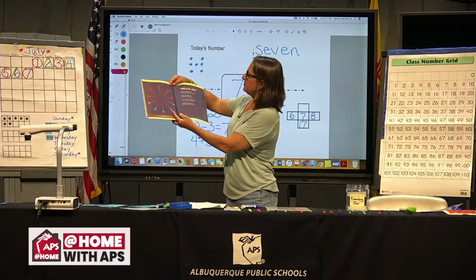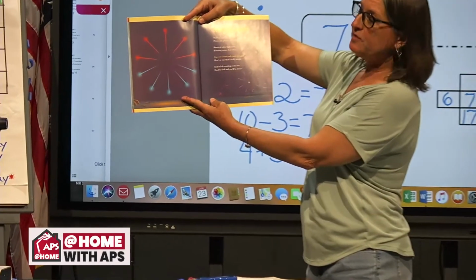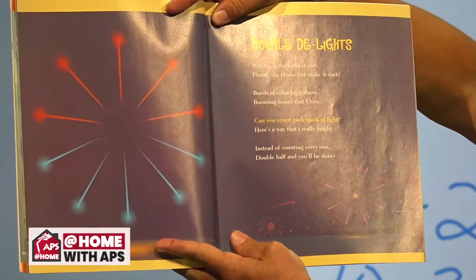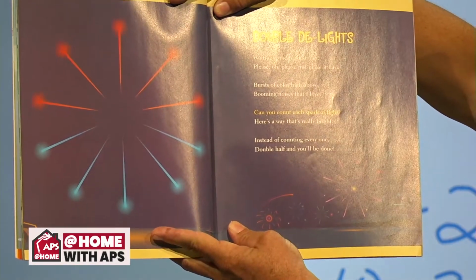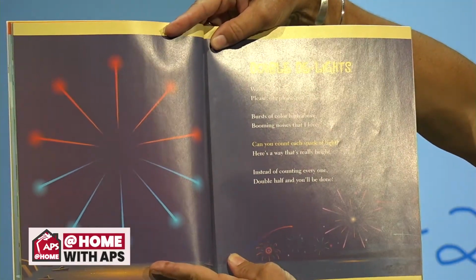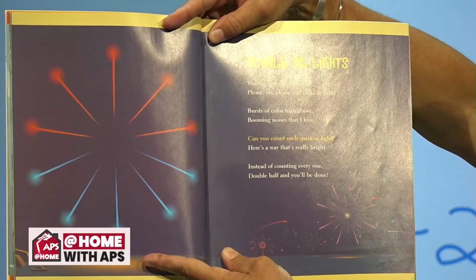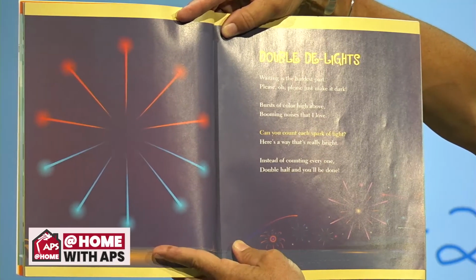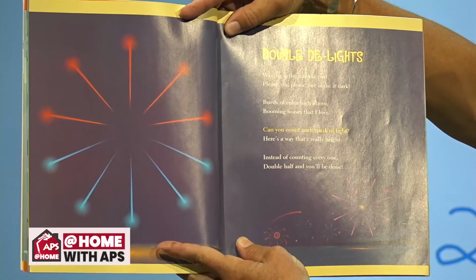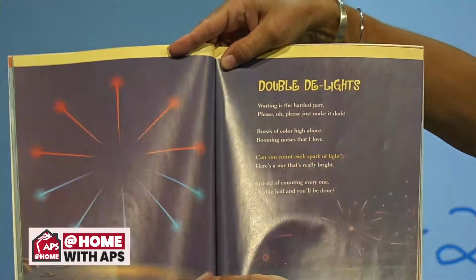Let's go ahead and look at our riddle. Our riddle is double delights. Oh, this is a perfect one for being kind of close still to the 4th of July. We got fireworks. Waiting is the hardest part. Please, oh please, just make it dark. Bursts of color high above, booming noises that I love. Can you count each spark of light? Here's a way that's really bright. Instead of counting everyone, double half, and you'll be done.